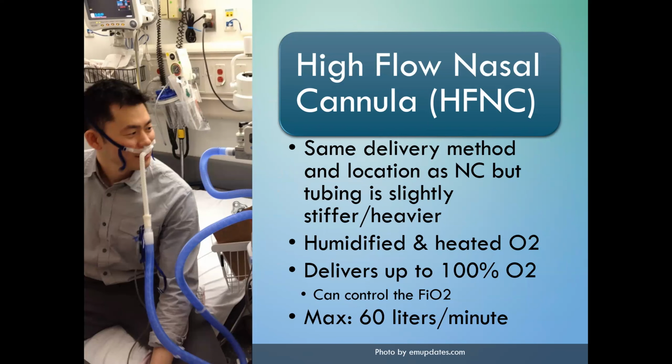All right, along the same lines exists the high flow nasal cannula. You'll see this abbreviated in the chart as HFNC. This is the same delivery method and location as a regular nasal cannula, but the tubing is stiffer and heavier. So this one tends to pull down on the face a bit more. It's sometimes more obtrusive for the person to wear. That strap around the back of the head should be pretty tight so it can help keep those prongs secured into the patient's nostrils. It does tend to shift or slip a little when the patient is talking or moving around.